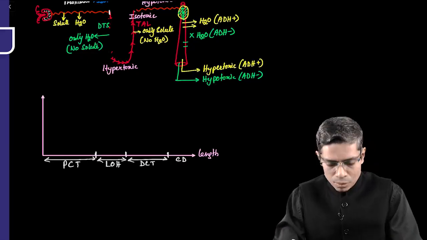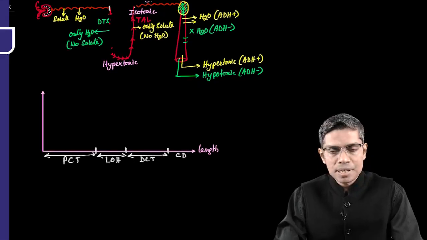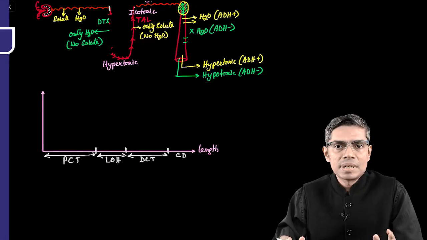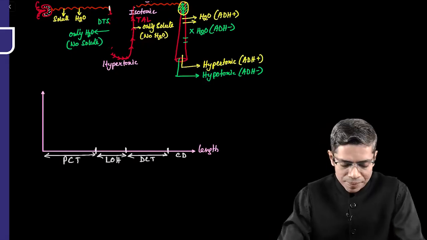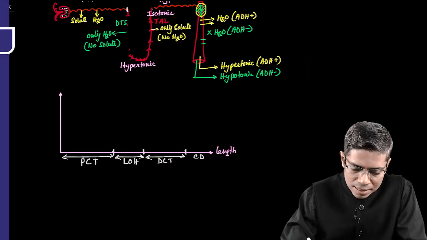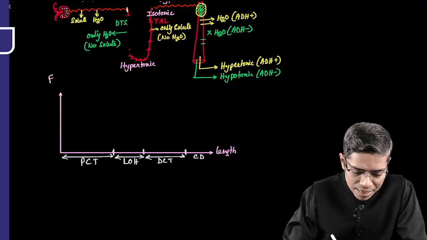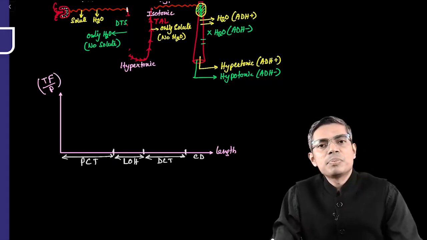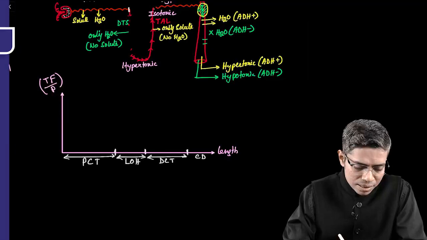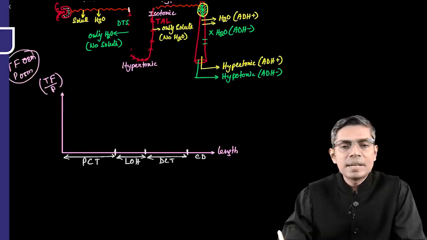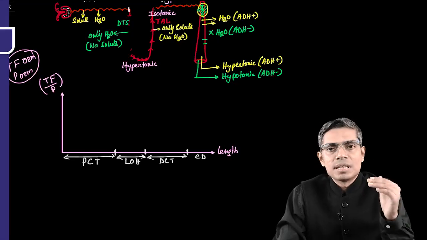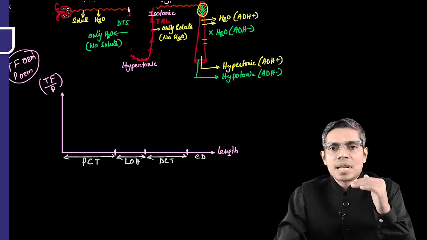I hope you are understanding what we are going to plot, right? The x-axis is the different segments of the nephron. And what is the y-axis? The y-axis will plot a very important parameter, that is the TF upon P ratio. What is this TF upon P ratio? TF is the tubular fluid osmolality, and P is the plasma osmolality. If I take a ratio between the tubular fluid, that is the urine osmolality, and the plasma osmolality, that is TF upon P.